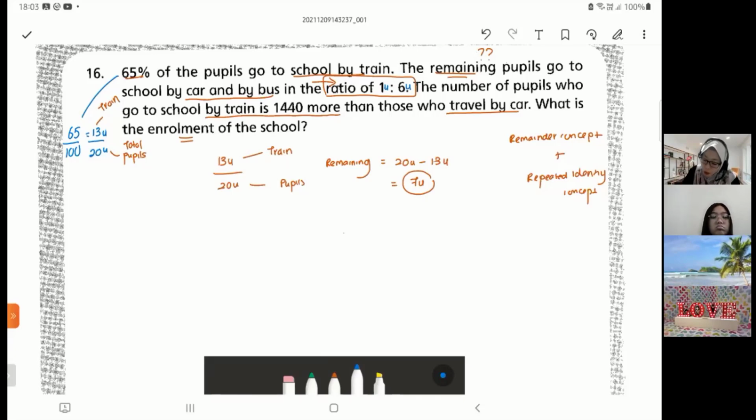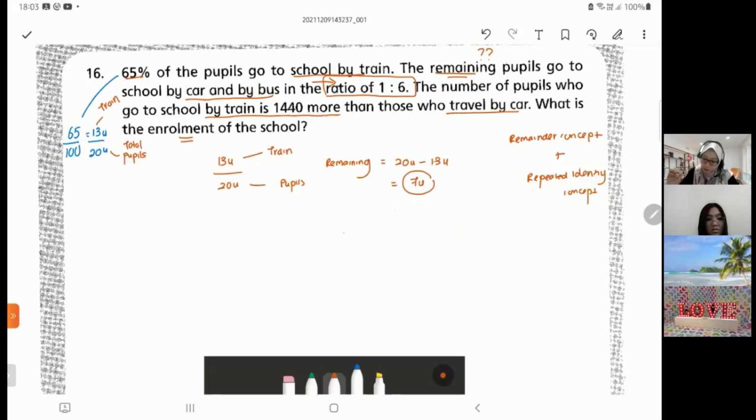Okay, so this one and this one, we can divide it by the car and the bus. Car 1 unit, bus 6 units. Can you see? If I double check these two, if I add up together, I get 7 units. So it is correct. Okay, just the repeated part there just now, just to double confirm.